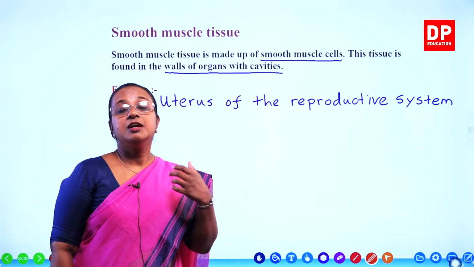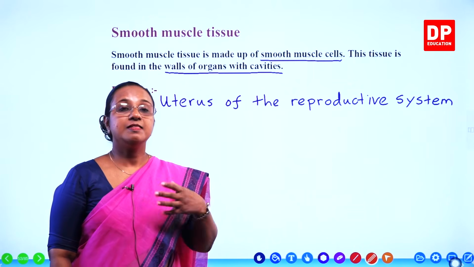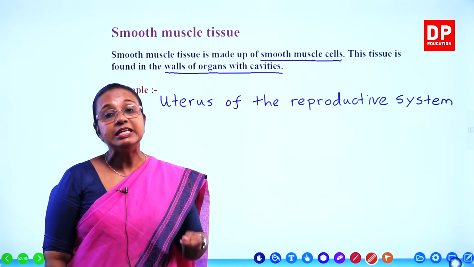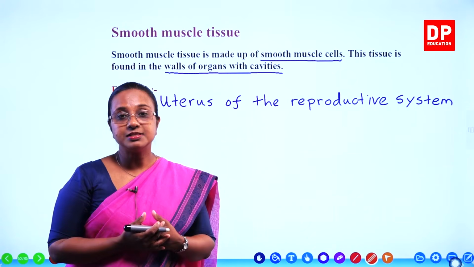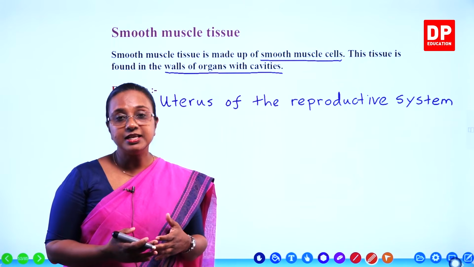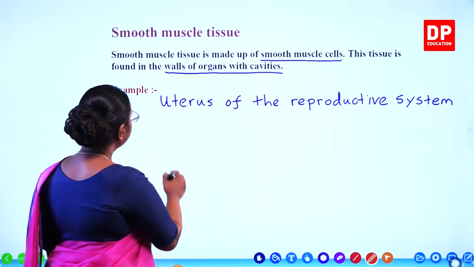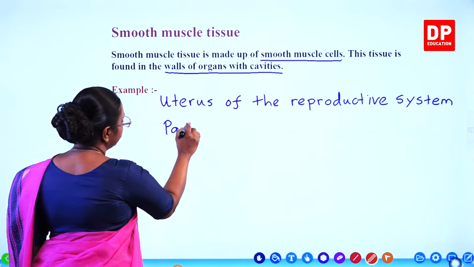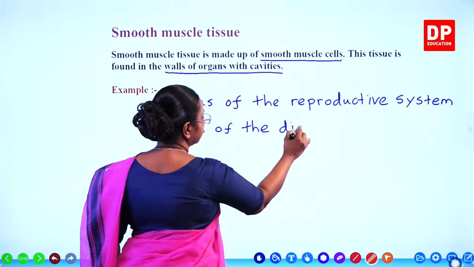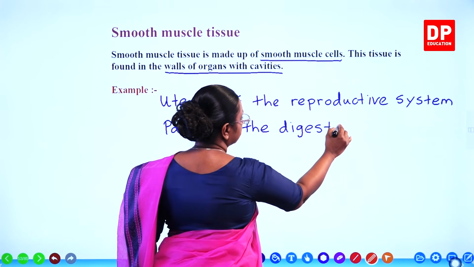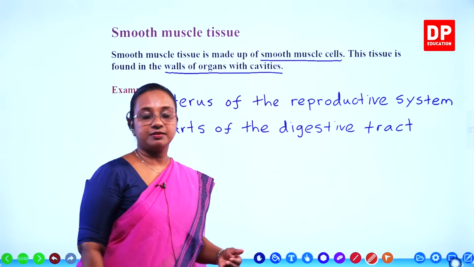Then we have the digestive tract. In different parts of the digestive tract, there are smooth muscles, especially the intestine and the stomach. So these contain smooth muscles that are needed for the digestion process. So here we can say parts of the digestive tract.